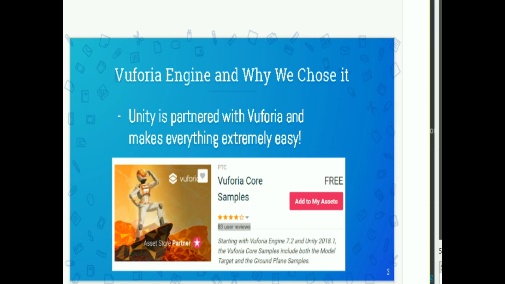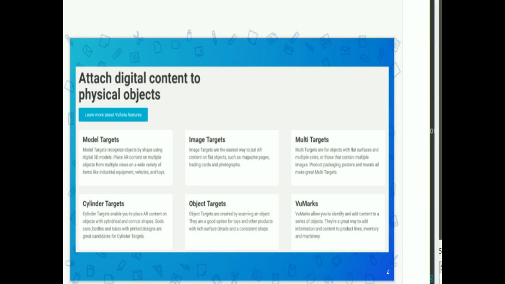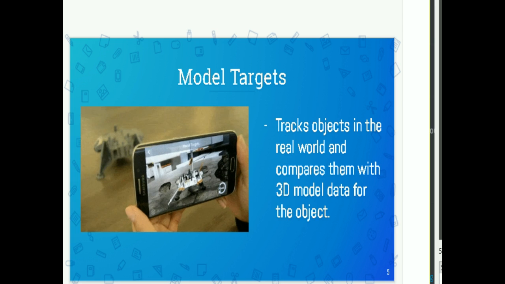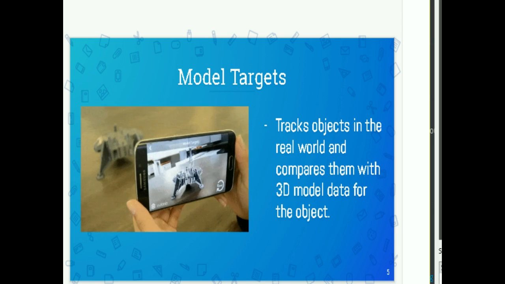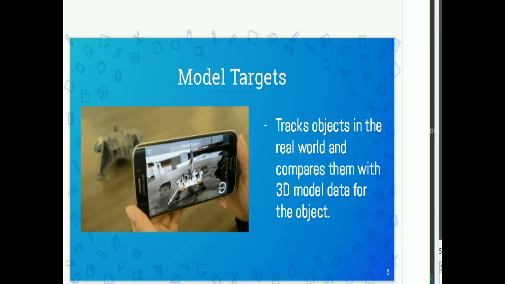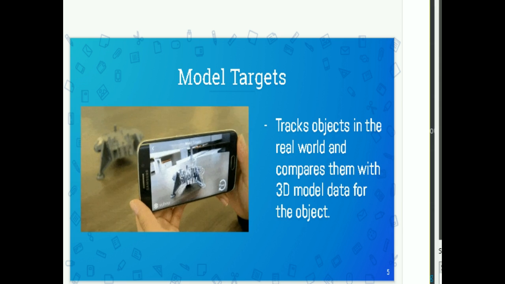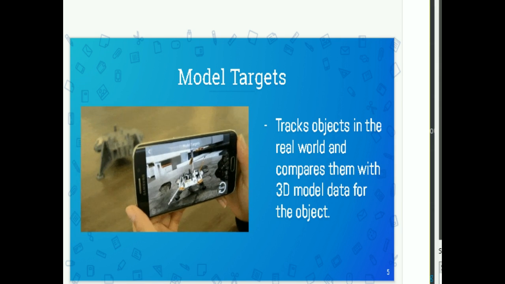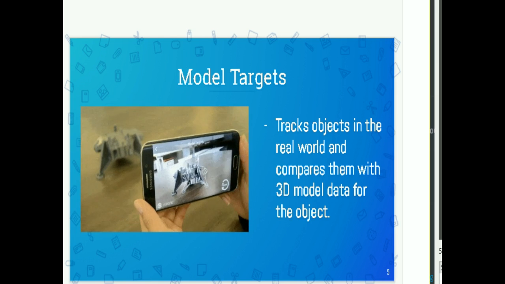So Vuforia has several different features that can be used in AR. The sample from the asset store actually has a scene for every single case. So there's model targets, image targets, and a few different other ones, and we'll talk about a few. With model targets, essentially, you can create a 3D model, and it will project that data onto an actual 3D object in world space.